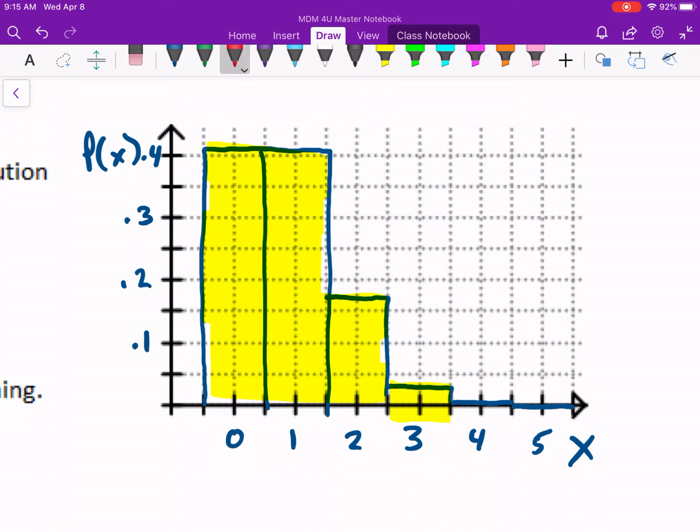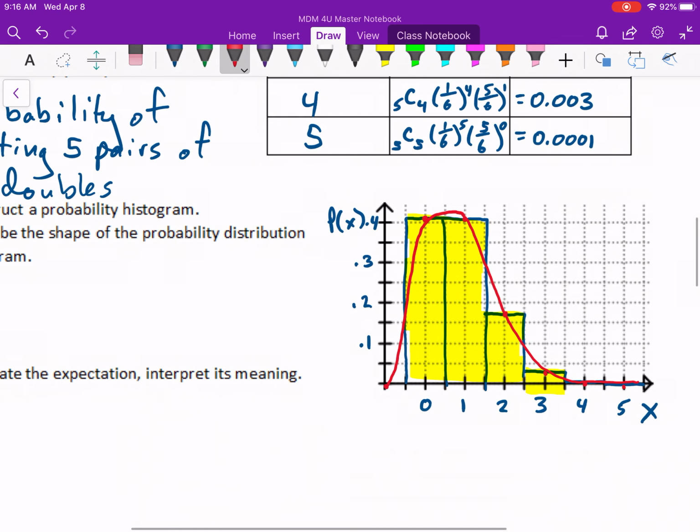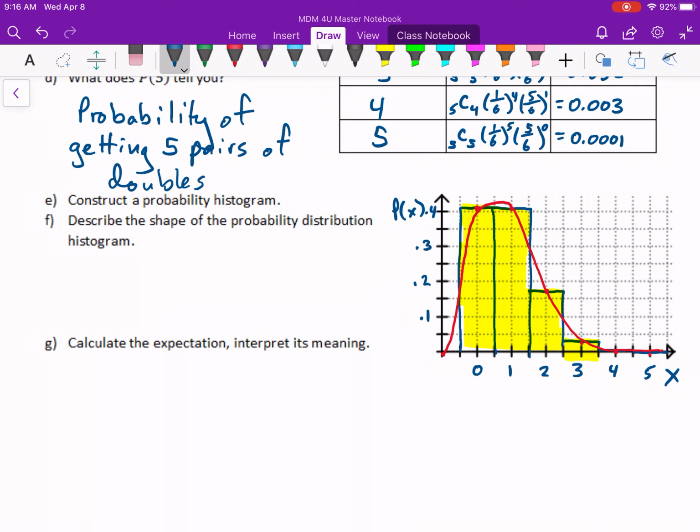Let's make it into a probability polygon. So I'm just going to connect the tops of each of these bars together. The polygon is going to look like this, or the shape of it anyway. The shape of the curve is going to look like this. Do you remember what we called that type of distribution? It's called right skewed, because the tail is on the right hand side. So that was part F.